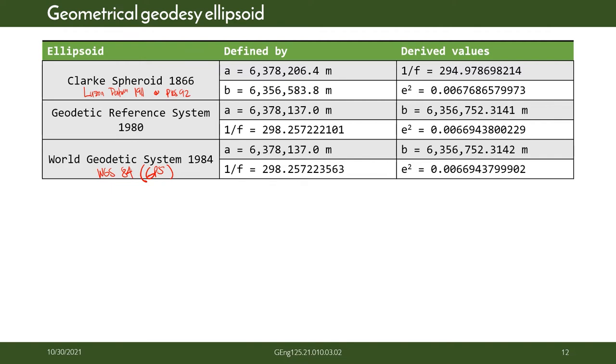These are the defined variables or parameters: we have a and b, then these are the derived values. For GRS 80 and WGS-84, they have the same semi-major axis, but they differ in flattening. Please take note of that. Then we have your squared eccentricity and the semi-minor axis, with just a slight difference of about 0.1 millimeter. That's the difference between them.